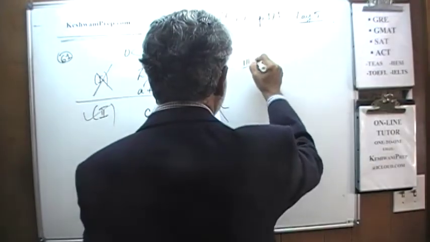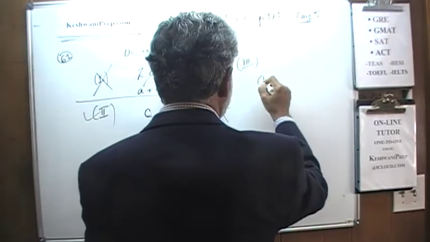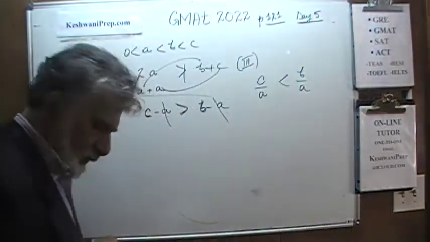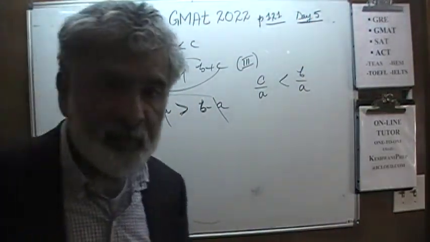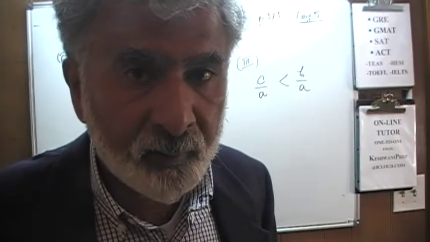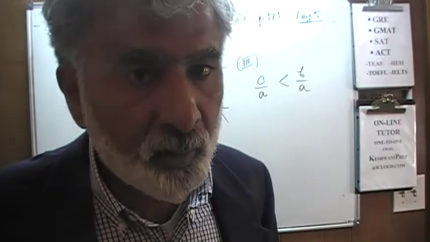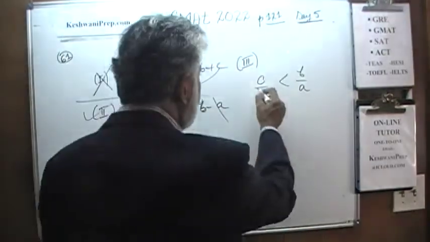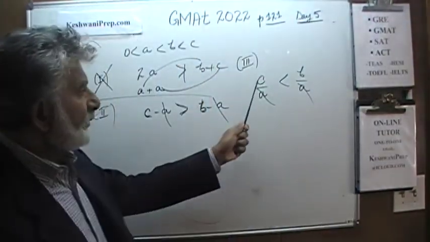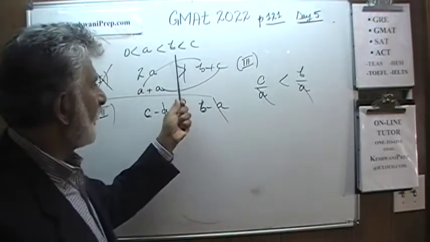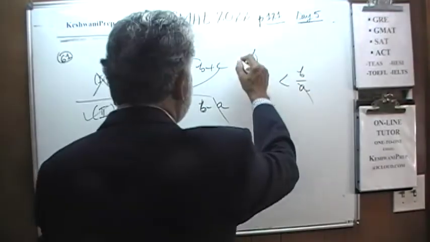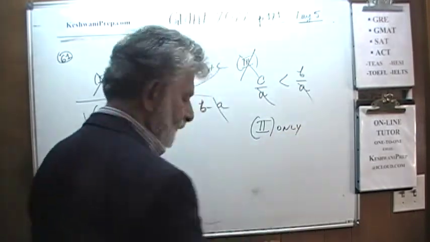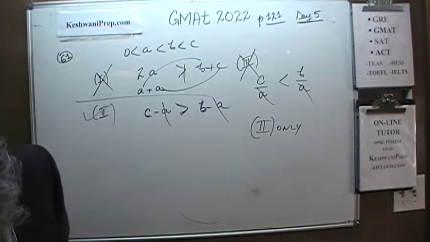Statement three goes on to tell us that c over a is less than b over a. Because a, b, and c are positive, we can very easily multiply both sides of the inequality by a positive number, multiply or divide, without having to worry about changing the direction of the inequality. If we multiply both sides by a, a drops out, and what we end up saying is that c is less than b, which is not true. C is greater than b. Statement 3 is wrong. It is statement 2 only. Statements 1 and 3 are wrong.